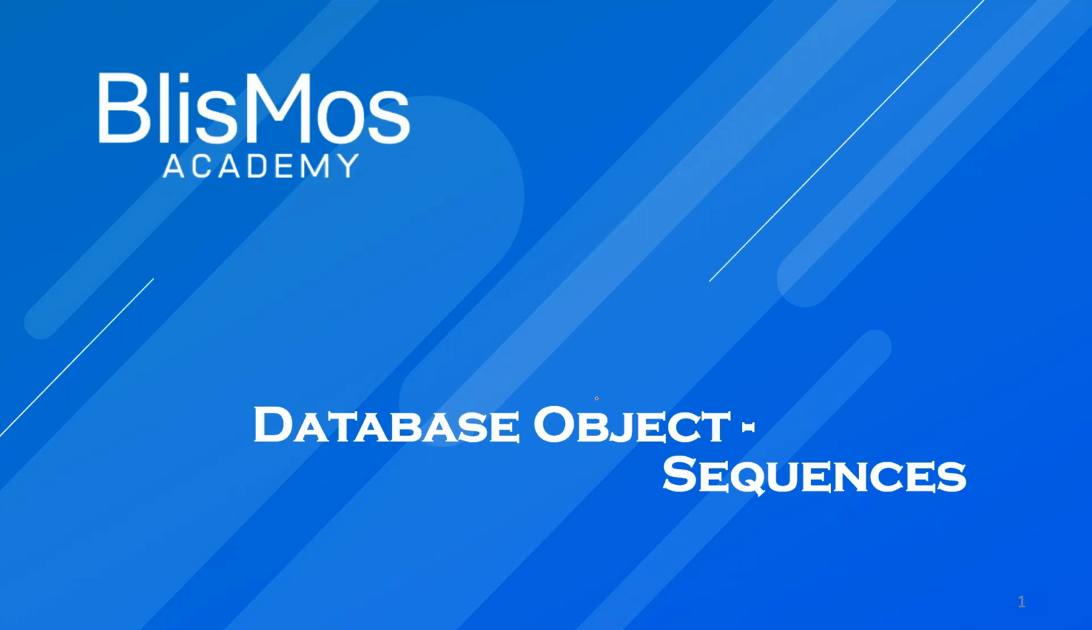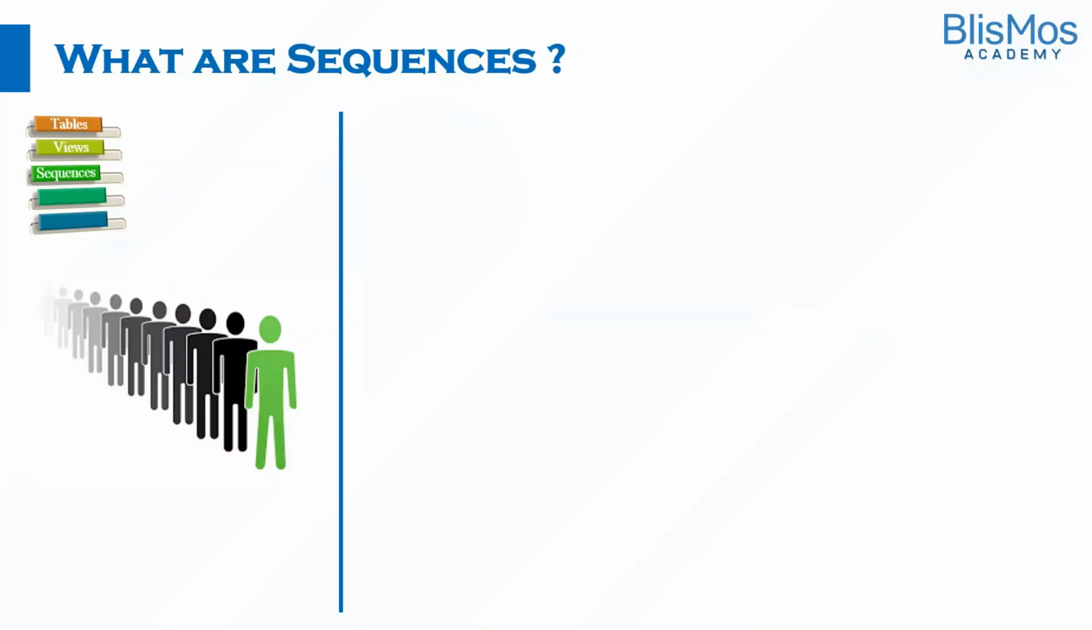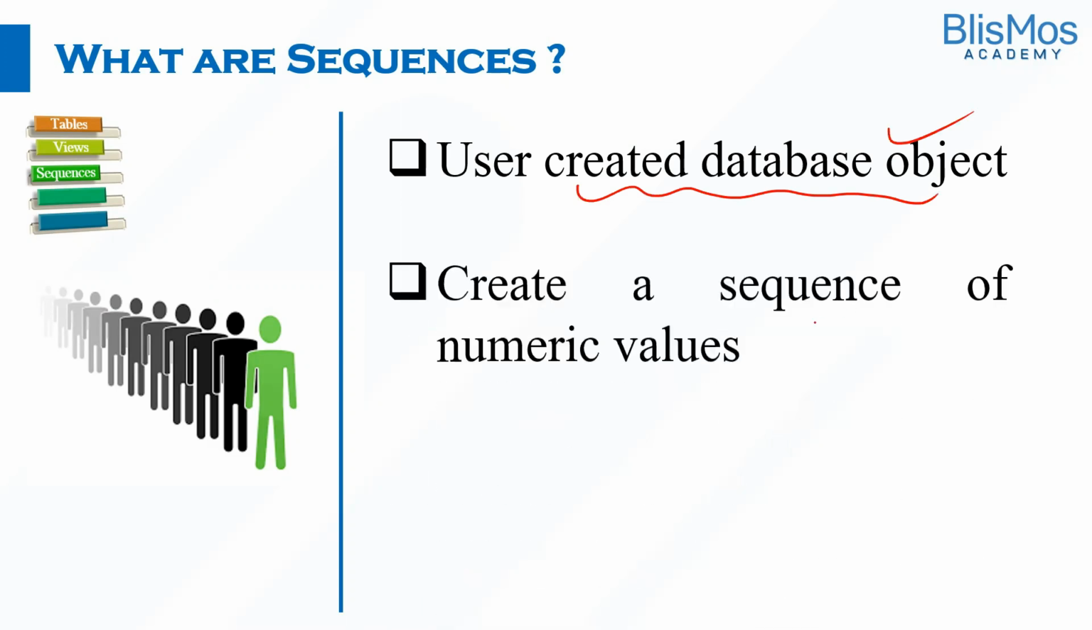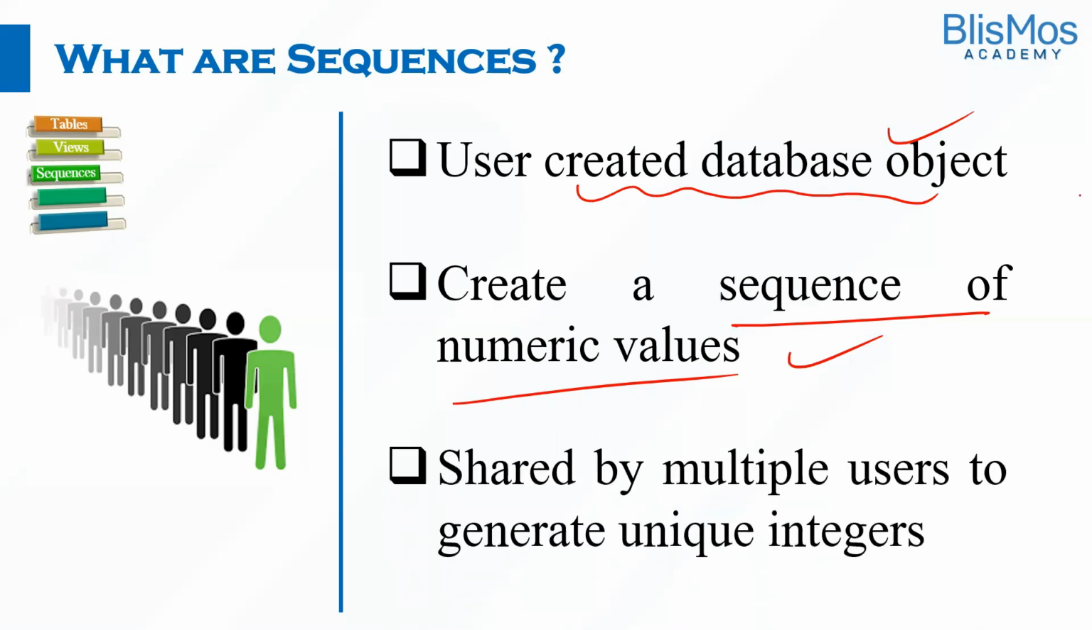As a part of this video, we'll understand what sequences are. Everybody understands what sequences are. A sequence is nothing but having anything one after another. But what are sequences from the database object perspective? A sequence is a user-created database object which creates a sequence of numeric values. And once we create the sequence object, we can share it with multiple users to generate unique integers.